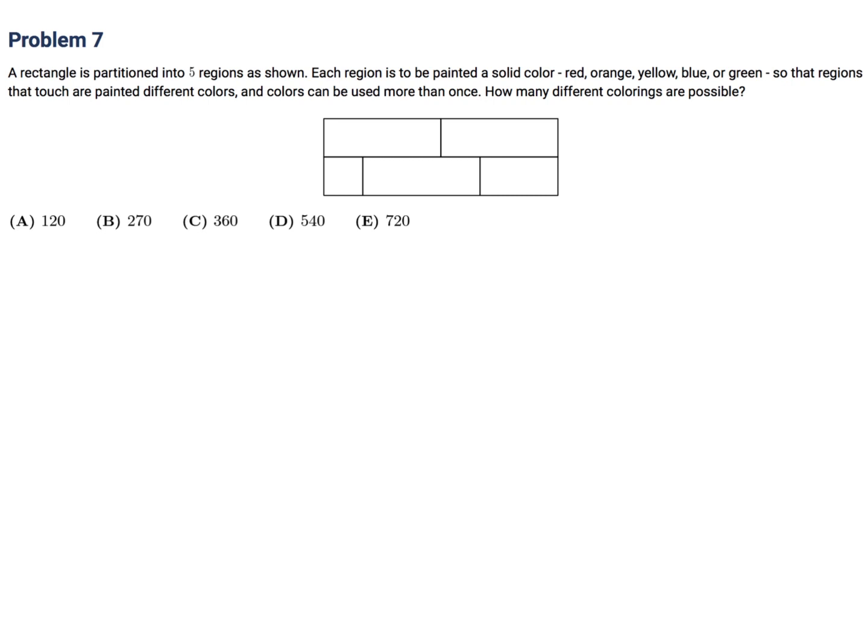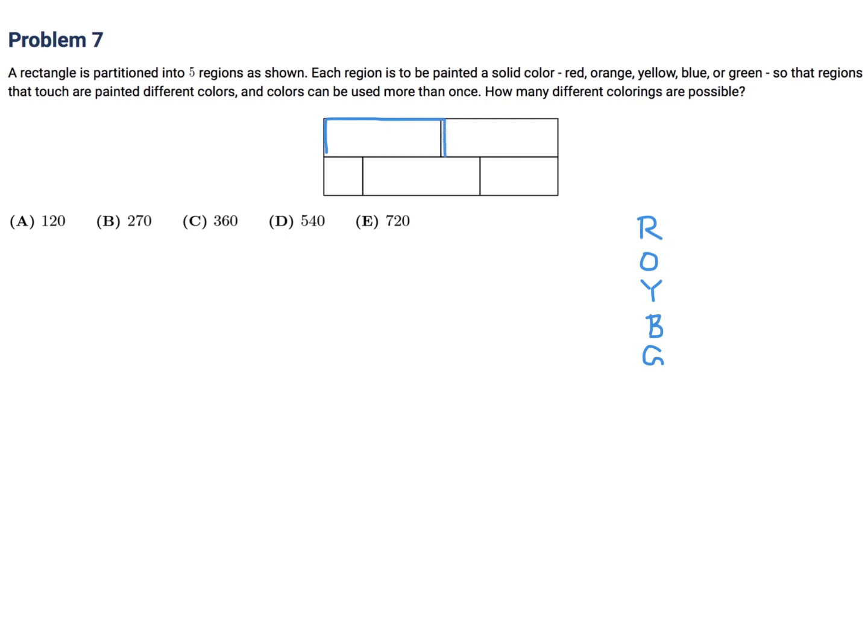A rectangle is partitioned into 5 regions as shown. Each region is to be painted a solid color, red, orange, yellow, blue, or green, so that regions that touch are painted different colors. And colors can be used more than once. How many different colorings are possible? All right, well, let's talk about this. Red, orange, yellow, blue, or green.